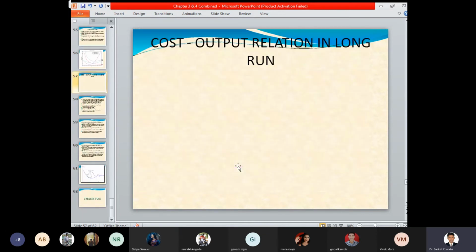Now moving ahead, cost and output relationship in the long run. Do we move ahead or should we stop? Is it heavy? Let me know. Or we can complete this. Hello? Yes, sir. Continue.